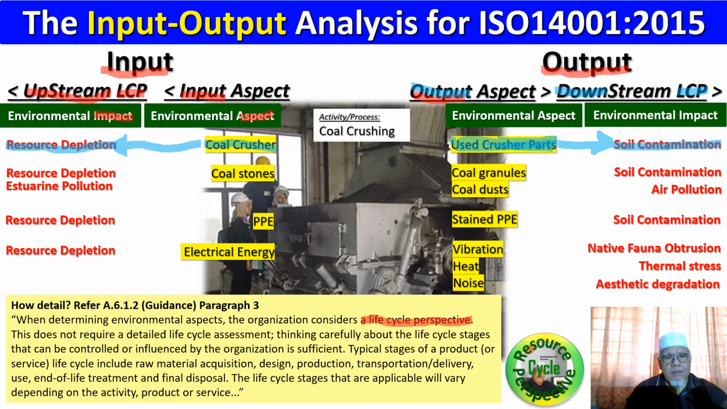You can think about the rest, like coal stones. There you are. It comes from coal stone mining. There you are. All the granules would come up from the system causing all this associated environmental impact. The coal dust would be emitted into the air and interact with the air media of the environment, causing air pollution.